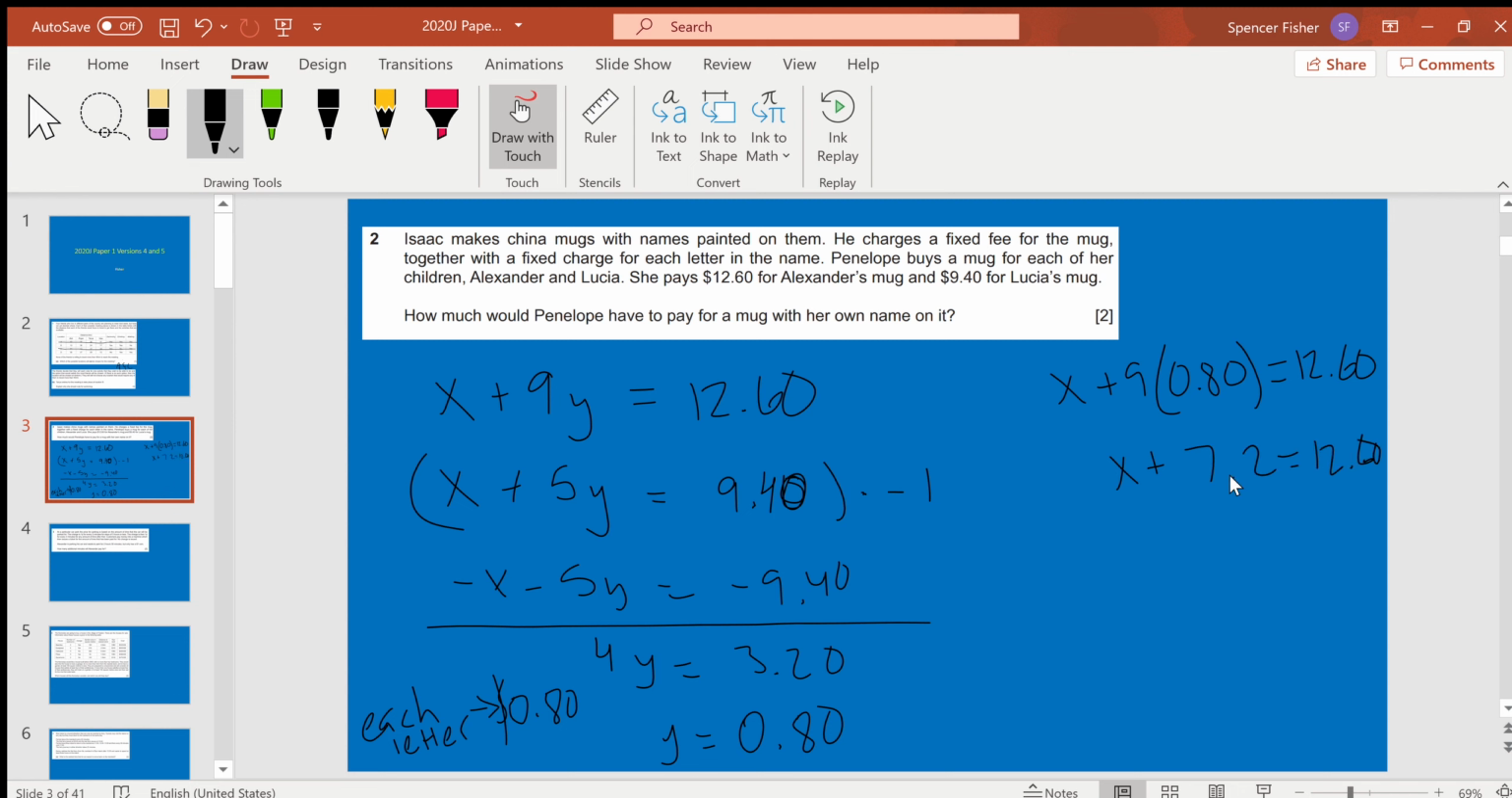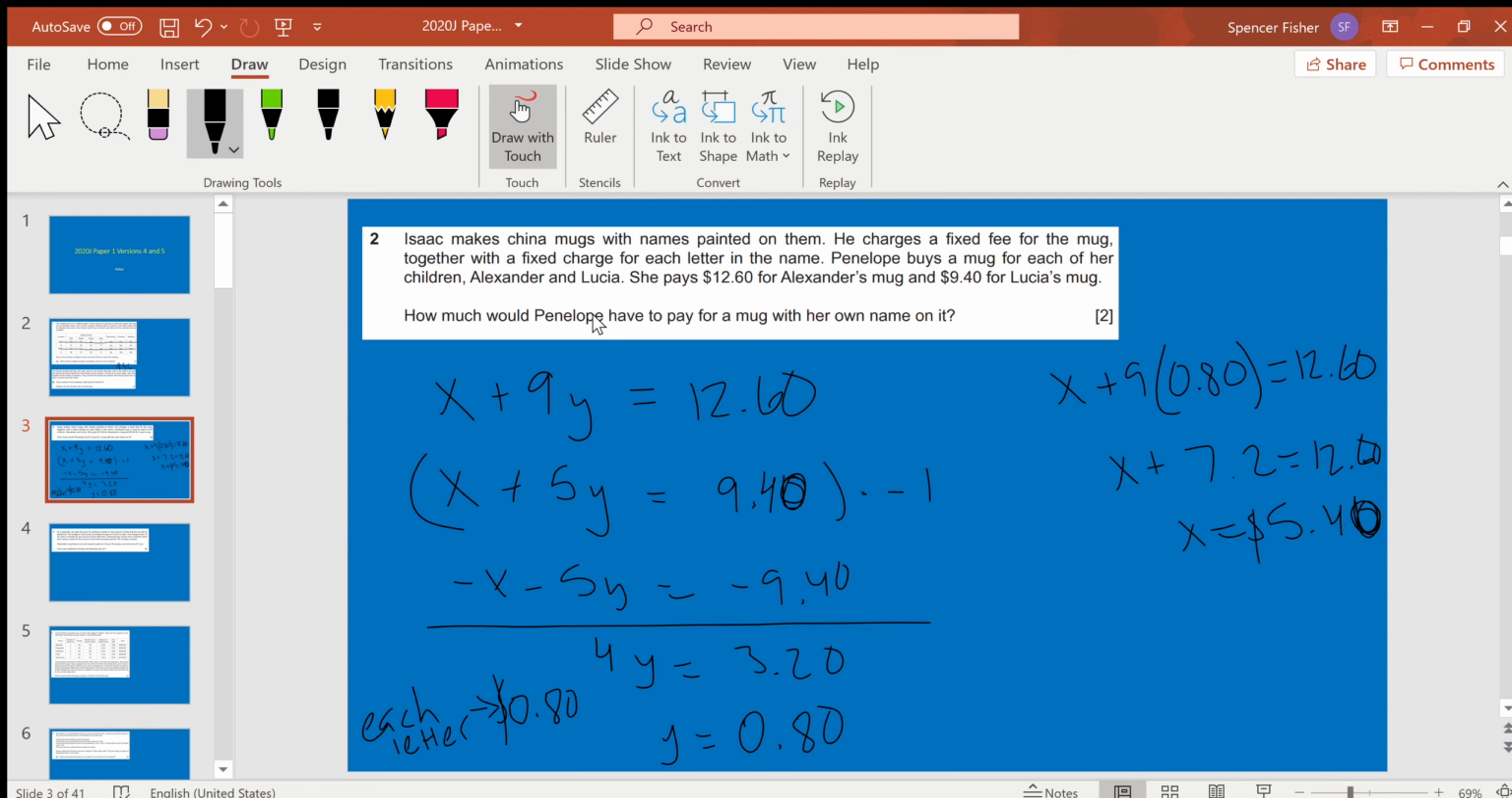Subtract from both sides, so 7.2 minus 7.2 over here, 12.60 minus 7.2. X is going to be equal to 5.40. Call that dollars. So the fixed fee is $5.40. Each letter is 80 cents. Penelope has 1, 2, 3, 4, 5, 6, 7, 8 letters in her name.